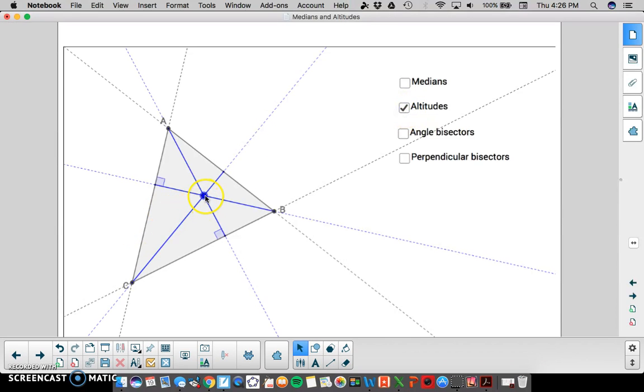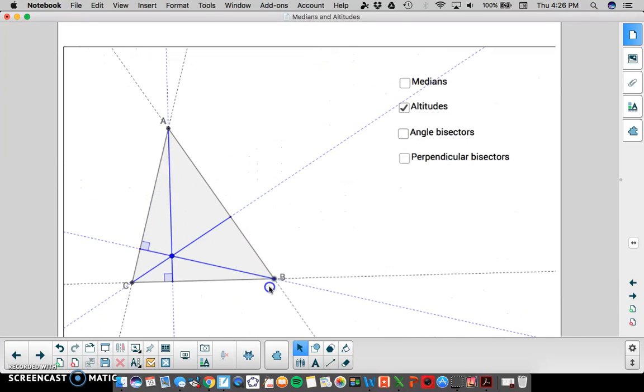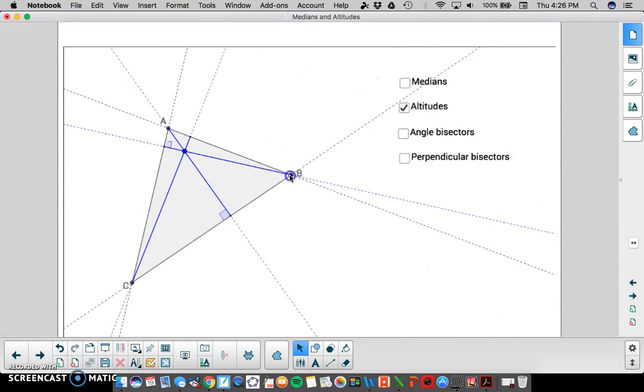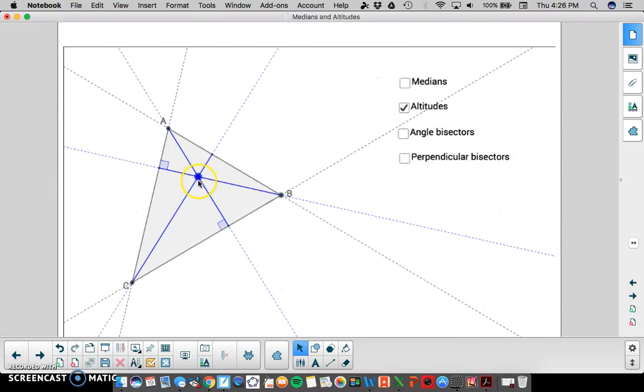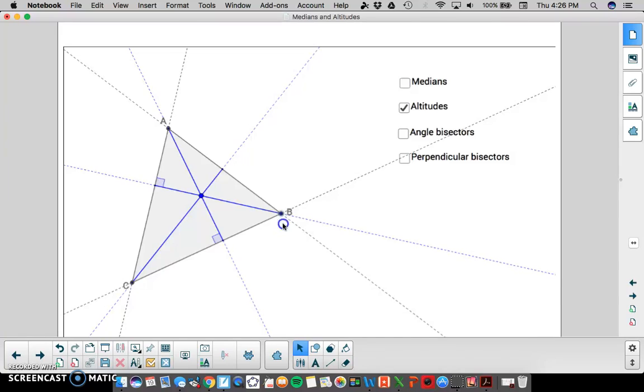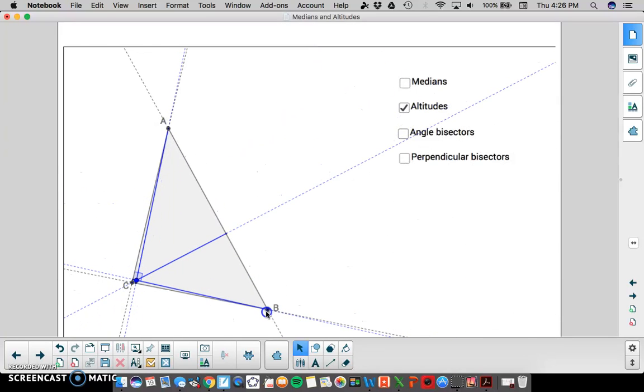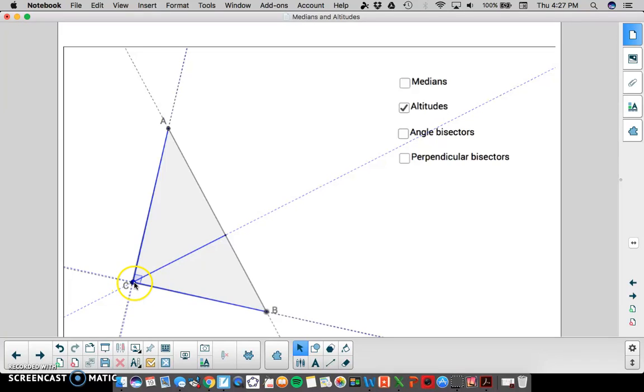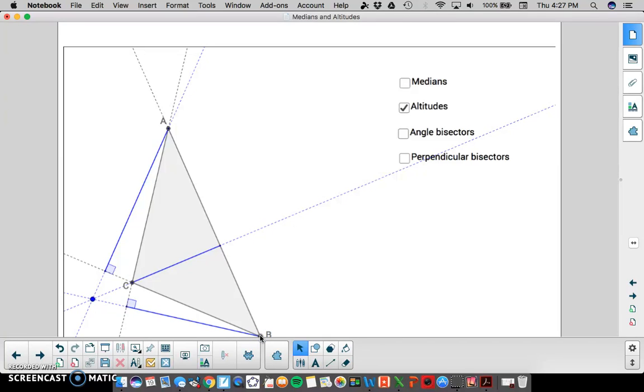In this triangle ABC, I'm going to show you the altitudes. Notice the altitudes are all concurrent at this blue point here. As I move the vertices of the triangle around, I can see that that concurrency point also moves, but notice it's staying inside the triangle here. If I make it a right triangle, notice my point of concurrency is on the triangle, actually is the right angle of the triangle. Notice if I make my triangle obtuse, that point of concurrency is now outside of the triangle.